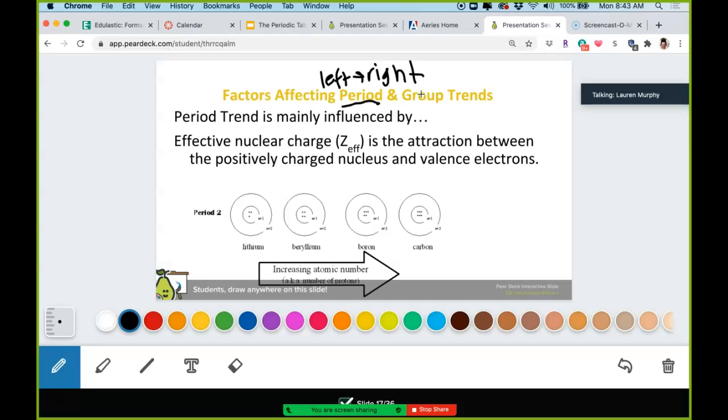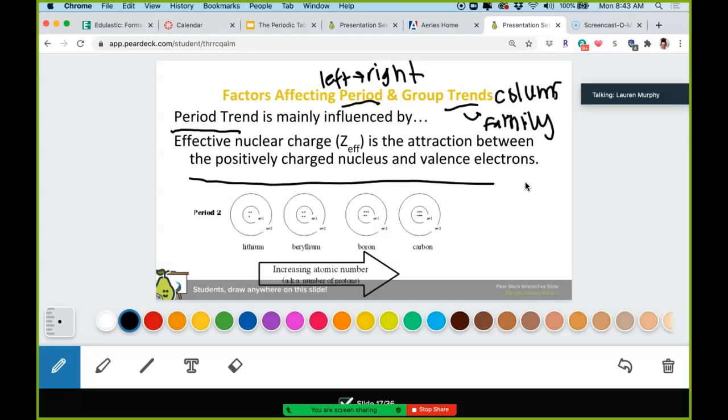And then group trends, we're going to talk about group trends. These are your columns, top to bottom or bottom to top. Groups are your families, like your alkali metal family. Okay. So we're going to talk about the period trend first. We're going to move left to right on the periodic table. So we're going to go across a period as you go left to right.